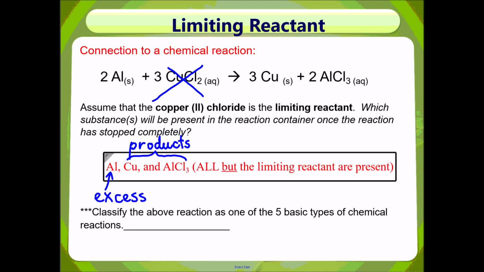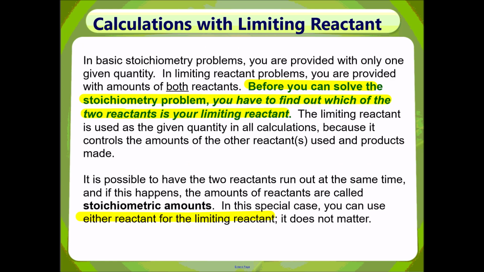Finally, classify the above reaction as one of the 5 basic types of chemical reactions. This equation represents a single replacement. In basic stoichiometry problems, you are provided with only one given quantity. In limiting reactant problems, you are provided with amounts of both reactants.